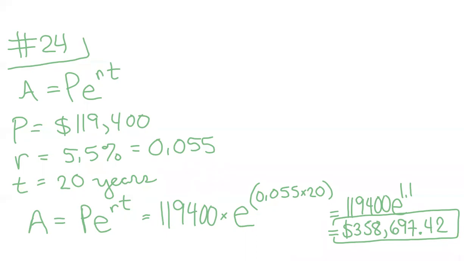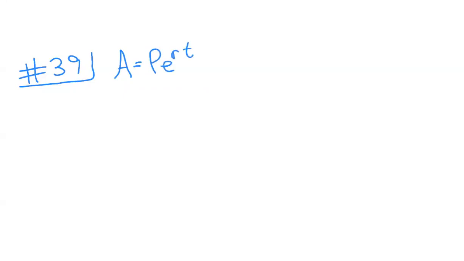Okay, so the next one asks us for the future value, again, compounded continuously. So this is the next one, which is 12 on your homework, number 39 in your book. So let's clear this out. Right, number 39 in your book gives us a question that reads, for compounding continuously, they want to know the future value, right? So they're asking us to fill in this equation. What is the future value after 14 years?